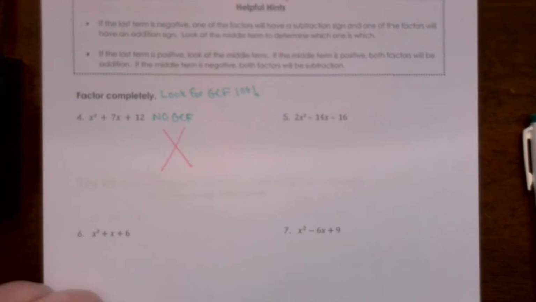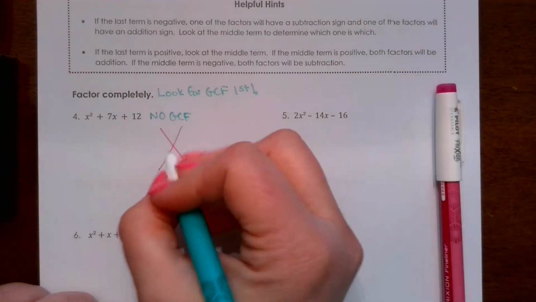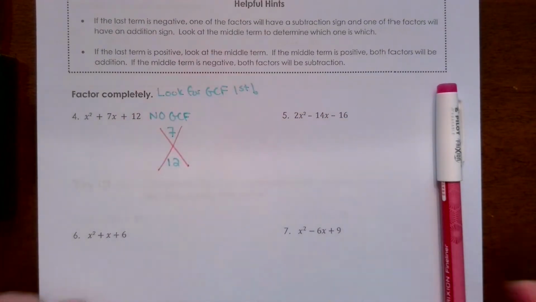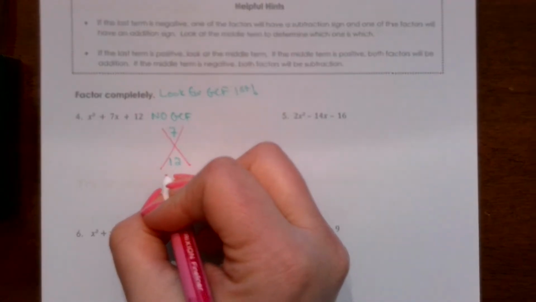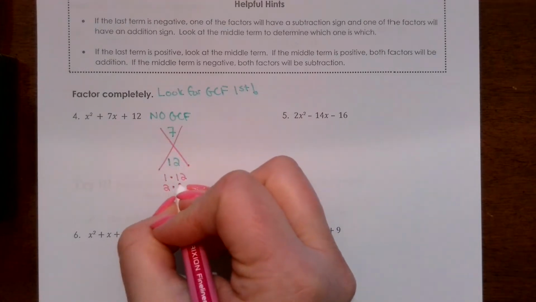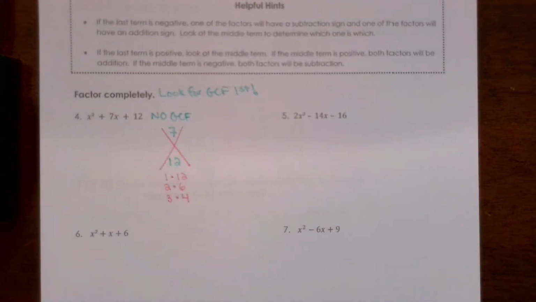And I'm going to think about my coefficients. I've got 1 times 12. So I'm going to put the 12 here. And then I've got a 7. So now I need to think of two numbers. I need to think of my factors of 12. I know that 1 times 12 equals 12. I know that 2 times 6 equals 12. And I know that 3 times 4 equals 12.